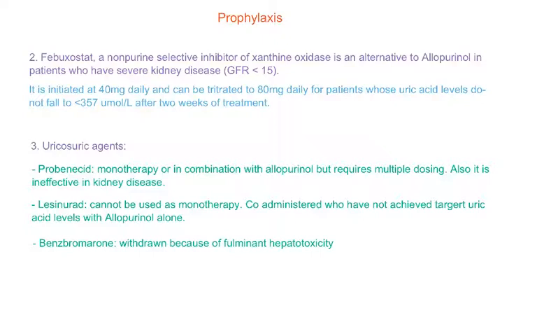Uricosuric agents have also been approved for the treatment of chronic gout. These include probenecid, lesinurad, and benzbromarone. Probenecid can be used as monotherapy or in combination with allopurinol, but it requires multiple dosing. Also, it is ineffective in kidney disease. Lesinurad cannot be used as monotherapy. It is co-administered with allopurinol in patients who have not achieved target uric acid levels with allopurinol alone. And benzbromarone has been withdrawn because of fulminant hepatotoxicity.